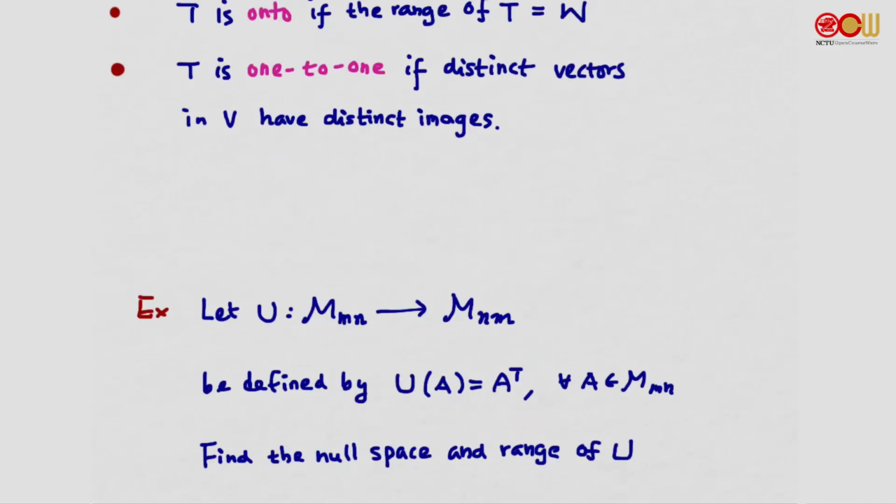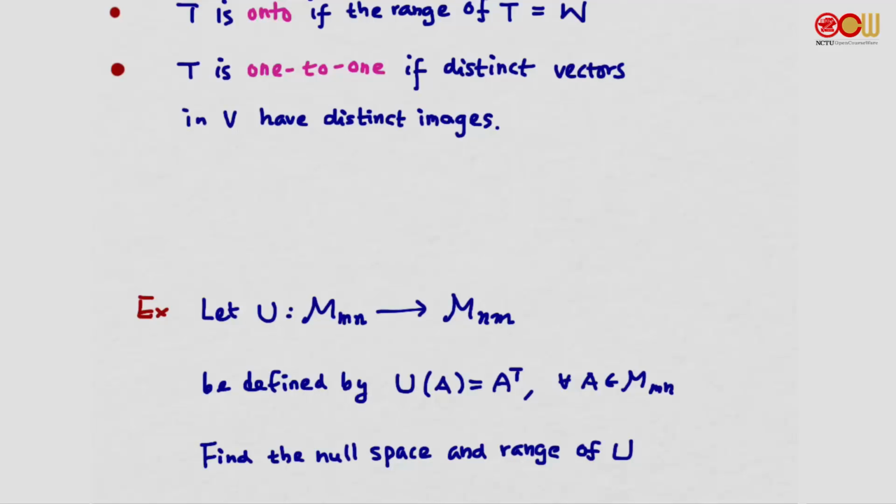For example, let's consider the mapping U from M by N to N by M, as defined by U(A) equal to A transpose for all matrices A in M by N. And we would like to find the null space and range of U.